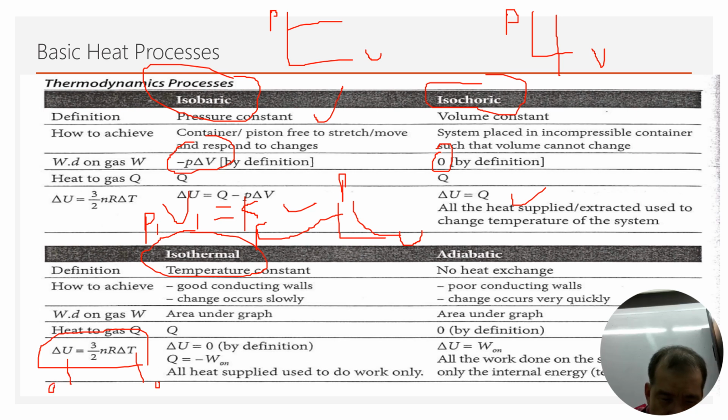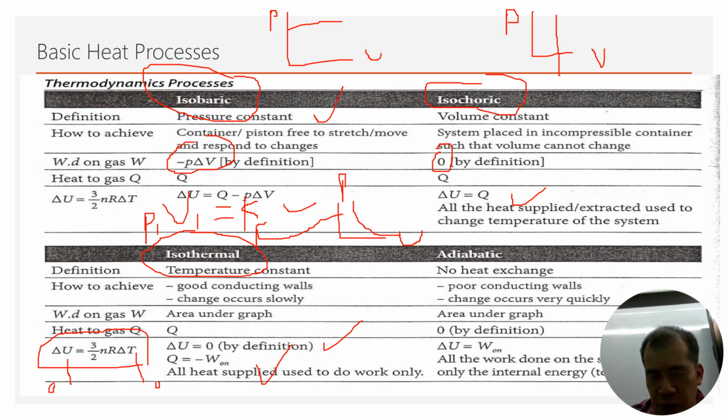So if my delta U is zero by definition, and I substitute into the delta U equals Q plus work on equation, my Q is equal to minus work on. So all my energy supply, Q, goes to the work done by the system. All the heat supplied is used to do work only.